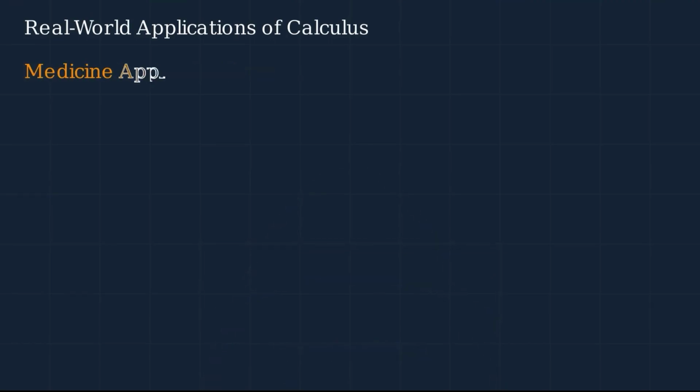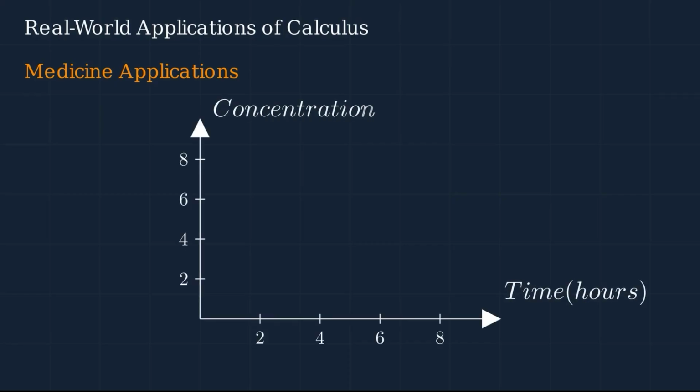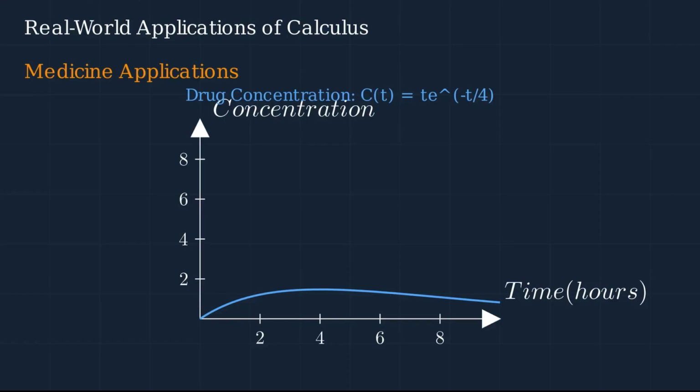In medicine, calculus models how drugs disperse through the bloodstream over time. This graph shows how a drug's concentration in the bloodstream changes over time. Taking the derivative and setting it equal to 0 helps determine when the drug reaches its peak concentration. For this model, the maximum concentration occurs at 4 hours after administration.